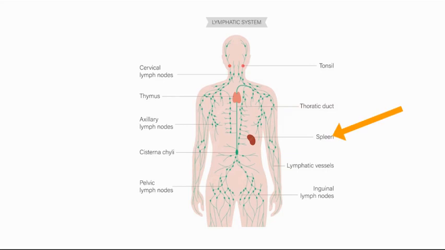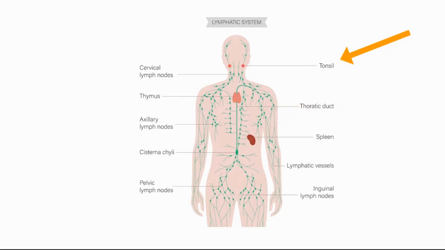The spleen, which you'll see located in the upper abdomen beneath the rib cage, acts as a blood filter and reservoir. It filters out damaged blood cells, stores platelets, and helps the immune system by producing and storing white blood cells. At the top there, you see we have the tonsils.